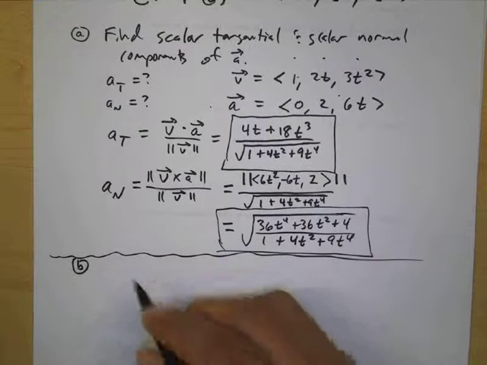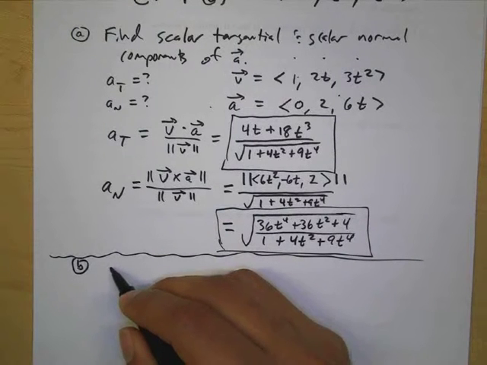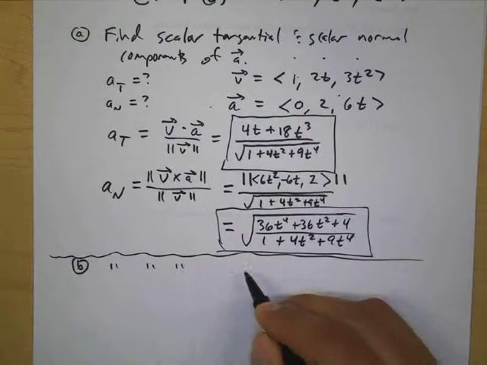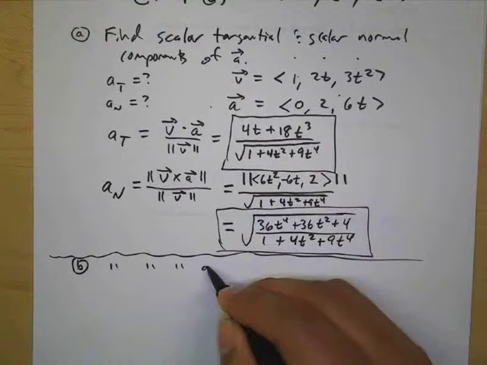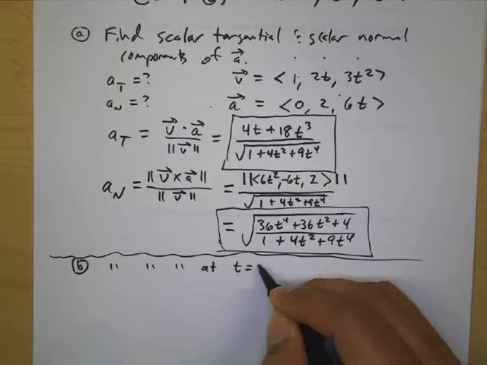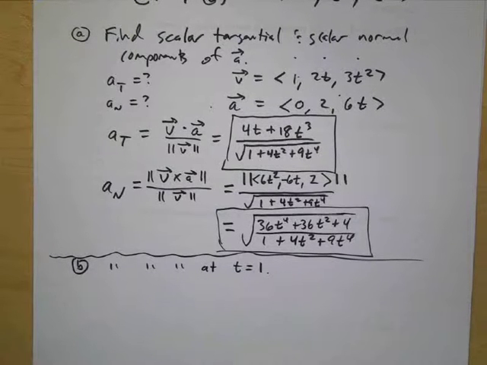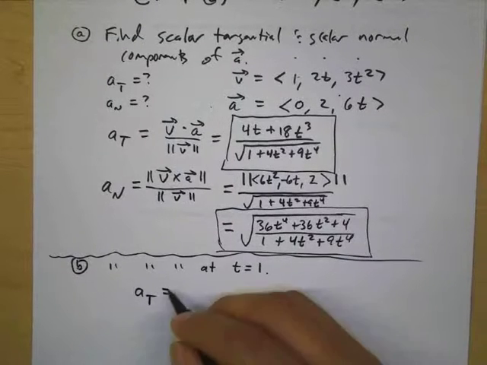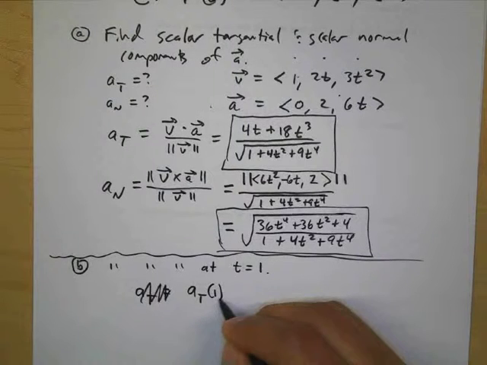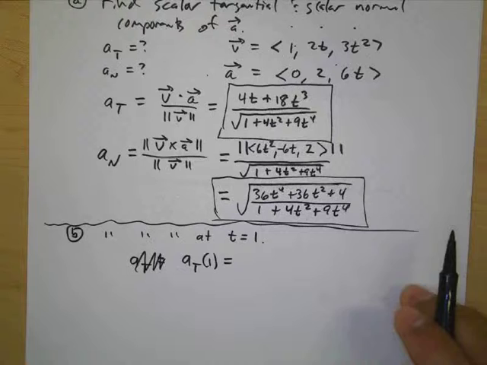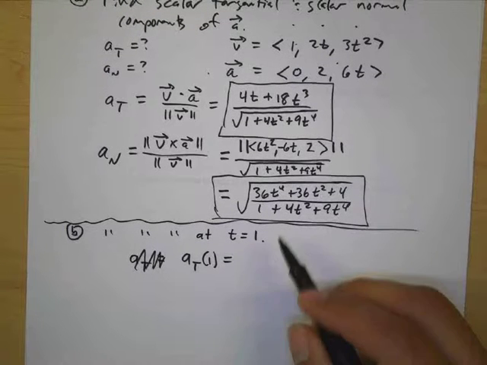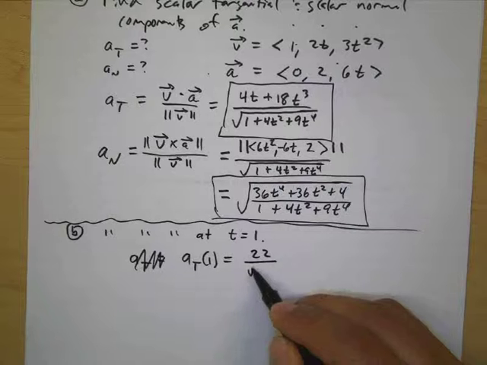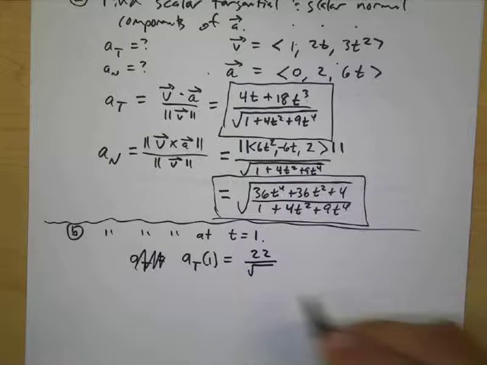Second thing they could ask. Same thing, find the scalar tangential and scalar normal components, but now they'll give you a specific value, like t equals 1. Let's just plug it in. So let me write it like this: a sub t at 1. If I plug in 1, what do I get? 22 over square root of 14.